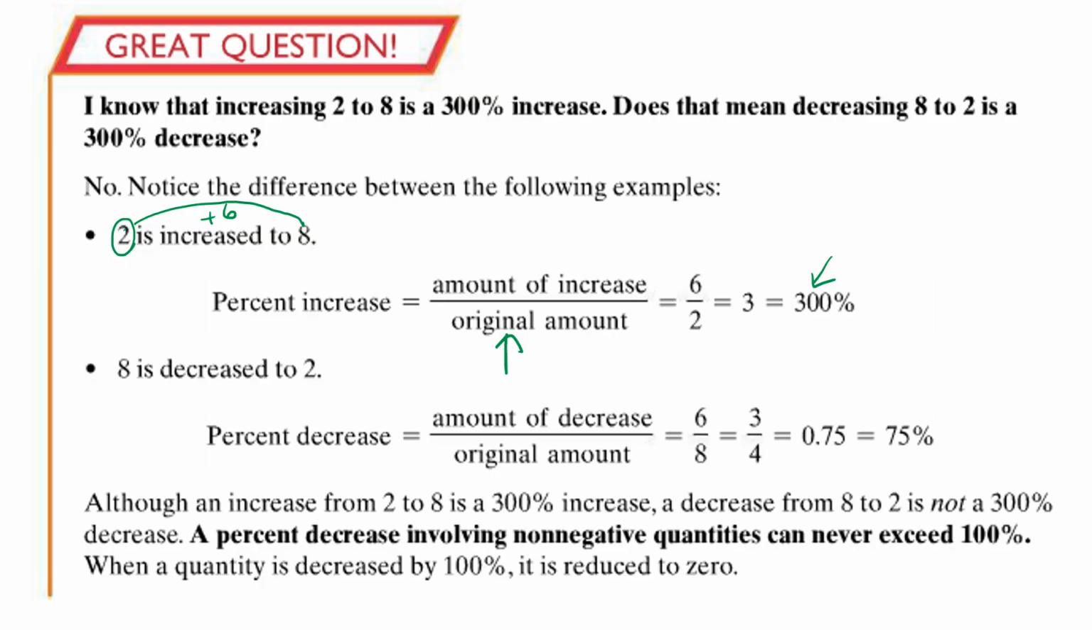When 8 is decreased to 2, again, we do the amount of the decrease over the original amount. The amount of the decrease is still 6, right? It's just going down 6 over the original amount. And this time the original amount is the bigger amount. So 6 divided by 8, if you punch that in a calculator, it's 0.75, so 75%. So from 8 to 2 is a 75% decrease, and from 2 to 8 is a 300% increase.